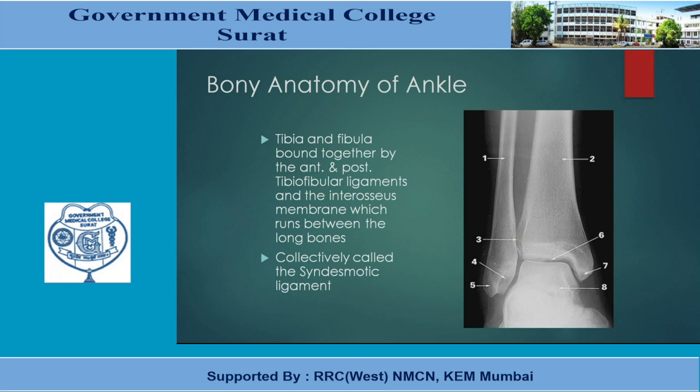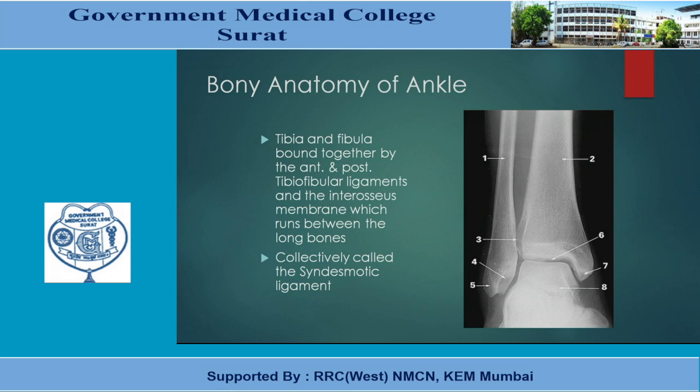So, tibia and fibula bound together by anterior and posterior tibiofibular ligaments and the interosseous membrane which runs between the long bone. So one number is fibula and second number is tibia and the third number is a syndesmotic ligament. So there are anterior and posterior tibiofibular ligaments, collectively called the syndesmotic ligament. So number 3 is the syndesmotic ligament.